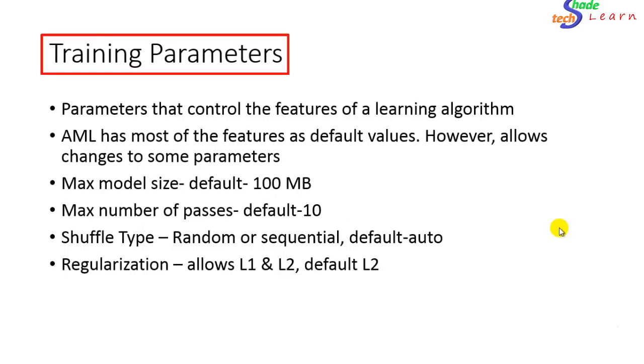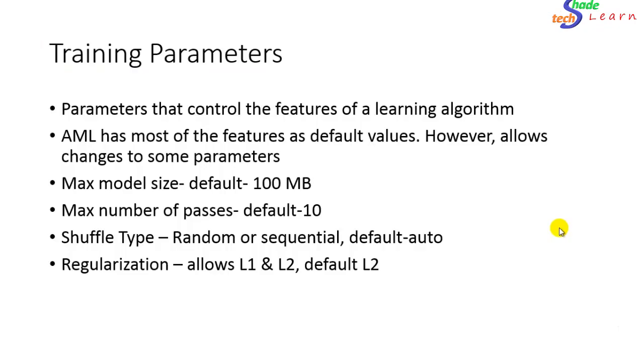Some of the training parameters or hyperparameters that AML supports are: first is the learning rate. Learning rate is auto-selected based on our data and fed to the stochastic gradient descent function. The second is the model size. Model size can be changed up to 100 MB, which is the default value.